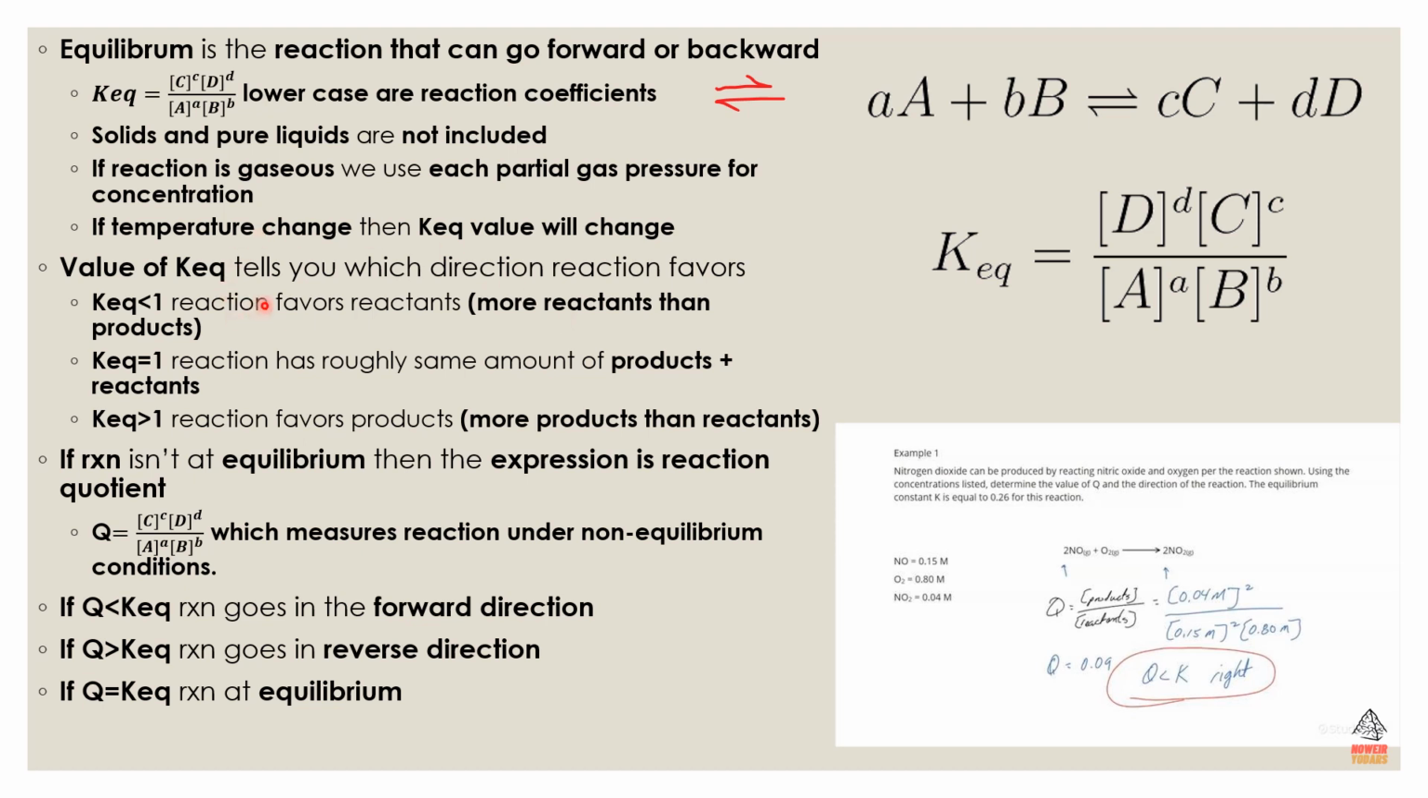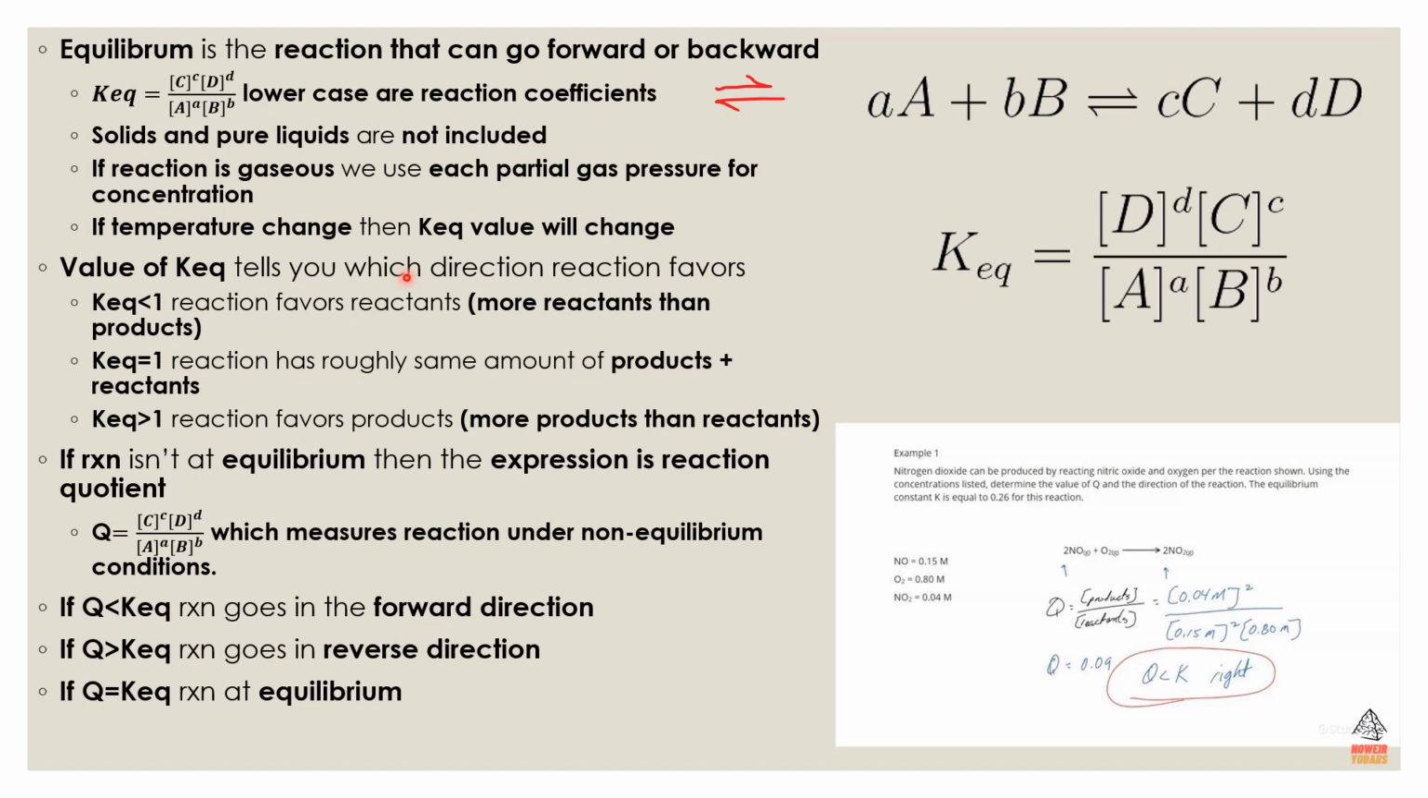The value of K equilibrium tells you which direction the reaction favors. So if K equilibrium is less than 1, it means that the reaction favors the reactants. There are more reactants than products. It means that they need to go more towards the forward reaction to produce more products, so it becomes equilibrium. Alright, what if KEQ is equal to 1? The reaction has roughly the same amount of products and reactants. And then what if KEQ is more than 1? That means that there are more products than reactants, and the reaction needs to go in the reverse direction to produce more reactants.